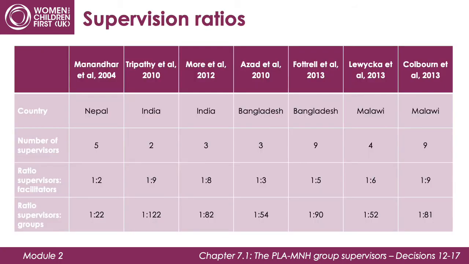This table shows data on the original 7 trials of the PLA-MNH group approach conducted in Bangladesh, India, Malawi and Nepal between 1999 and 2013. In all 7 programs, the partner NGOs recruited and paid full-time salaries for PLA-MNH group supervisors. In these programs, the ratios were relatively low. The PLA-MNH group supervisors were responsible for between 2.4 and 9 facilitators each. Furthermore, this equated to a total of between 22 and 122 PLA-MNH groups falling into the catchment areas of these supervisors.